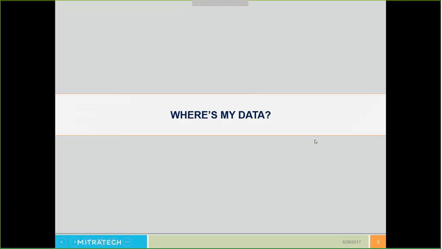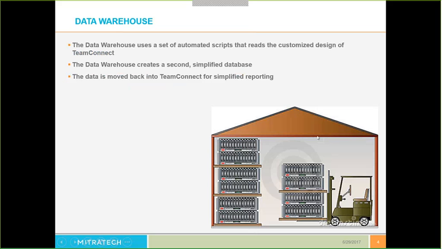So starting with the reporting, where is my data and how do I get to it in TeamConnect? And the short answer, you can get to it through the data warehouse. But then you're asking, what is the data warehouse? The data warehouse uses a set of automated scripts to take all of the detailed information from TeamConnect and put it in a more simplified format and then send it back to TeamConnect for the reporting. This will allow you to have a more straightforward reporting tool and better results.